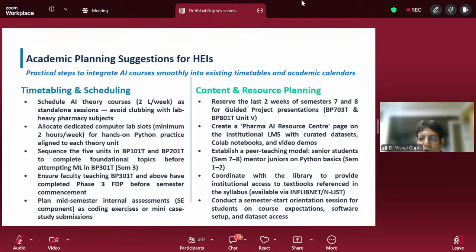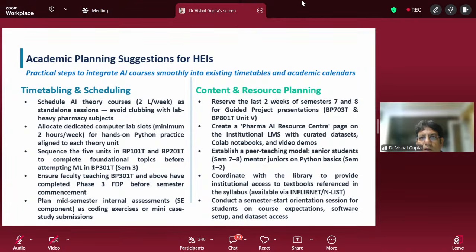Establish a peer teaching model there, where senior students, over a period of time, can in turn train their junior students. Coordinate with the library to provide institutional access to the textbooks referred to in the syllabus, because most of the textbooks which are listed are available free of cost on ImpleNet. And conduct a semester start orientation session for students on course expectations, software setup, and data access.